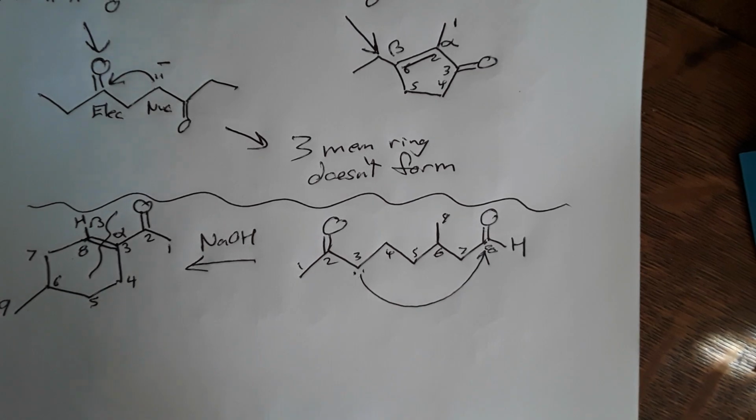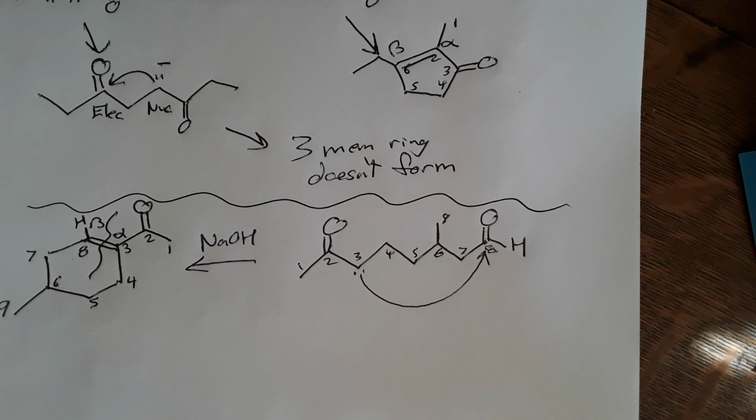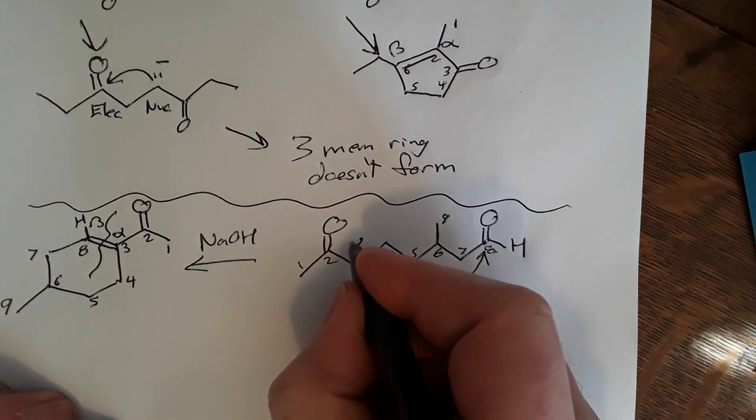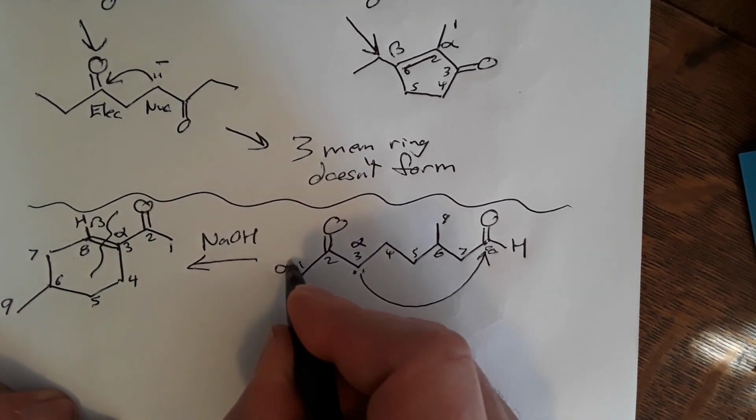So the question is then, is this a good reaction? We worked backwards from our product to what we want to start with. Is this a good reaction? And it is a good reaction if it gives only one product. Does this give only one product? Well, let's look for, here's our alpha hydrogen, or alpha carbon right here. There's another alpha carbon there.